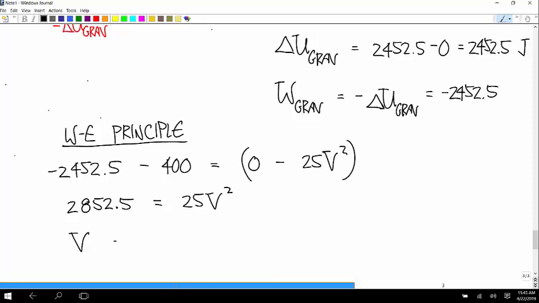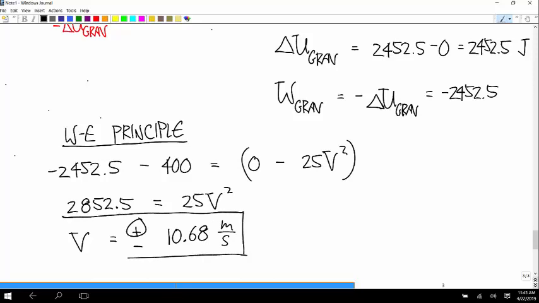And so what do you get for v? 10.68 meters per second. We want the positive one. So if, as the skier goes up the hill, friction is acting, then to make it to the top of the hill, the skier has to start out going faster.